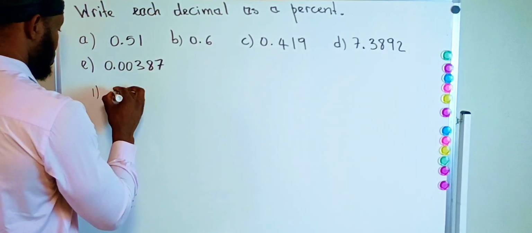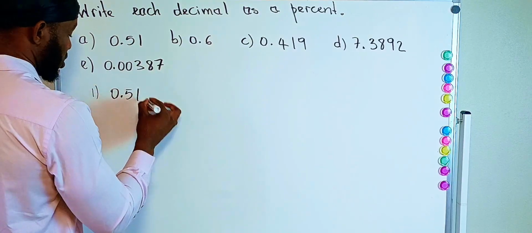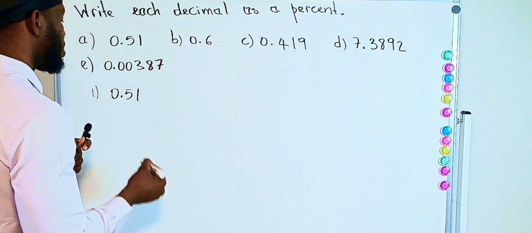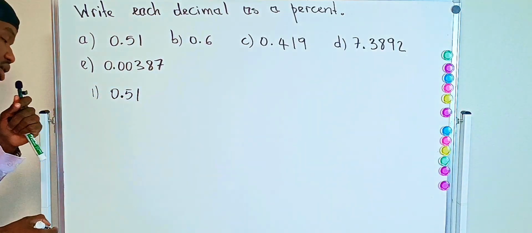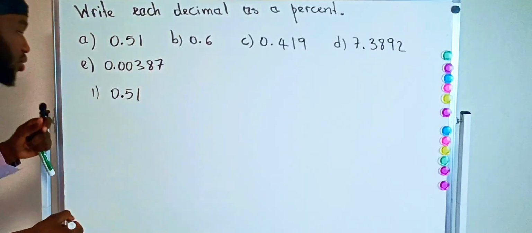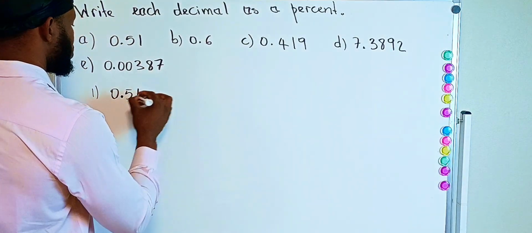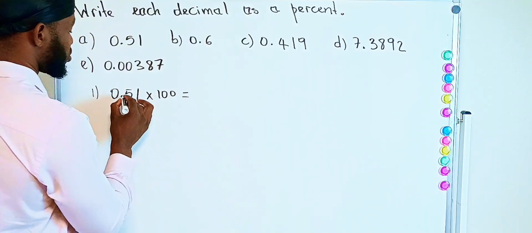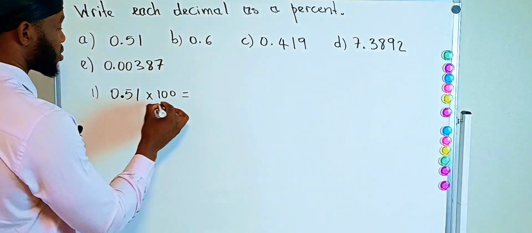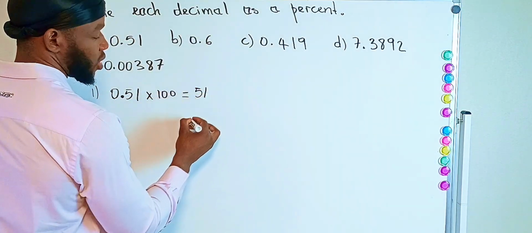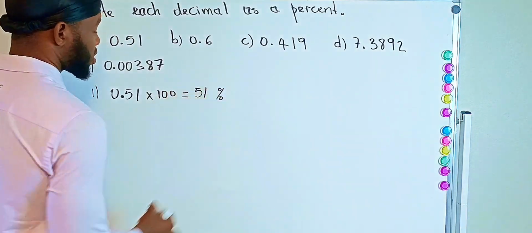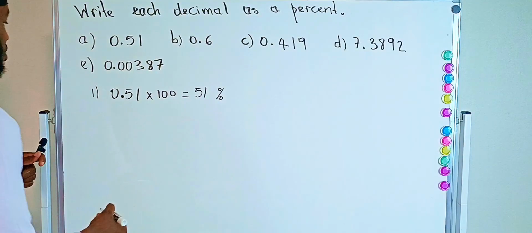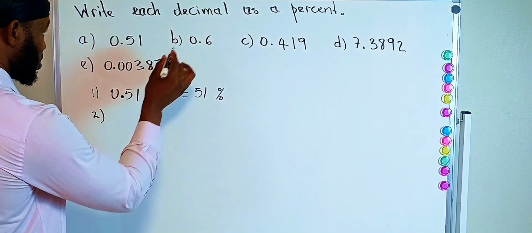So for 1, we have 0.51. To convert to percent, you're going to multiply by 100. Multiplying by 100 just means you move the decimal point 2 times to the right. That's going to be 51, and you add the percent symbol. You see, easy stuff.